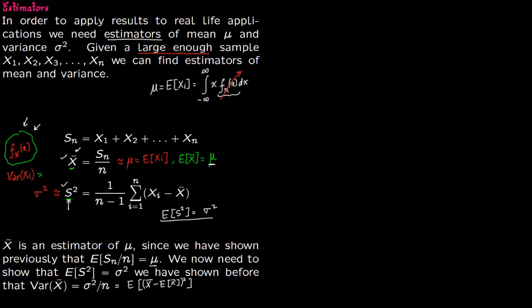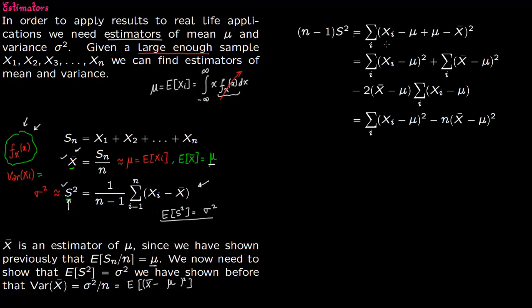This is the definition of variance, but expectation of x bar is nothing but mu. So here expectation of x bar is mu. This we are writing right here, so you can put mu here. So now first I'm going to rewrite this formula. So rewrite it as n minus 1 s square.